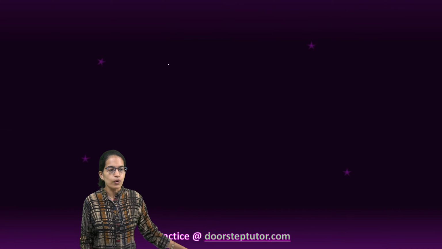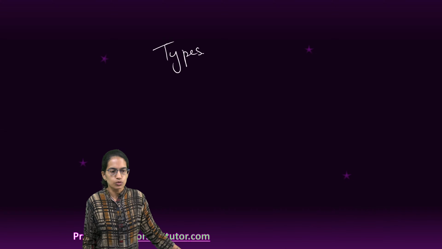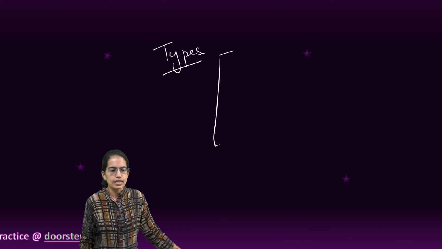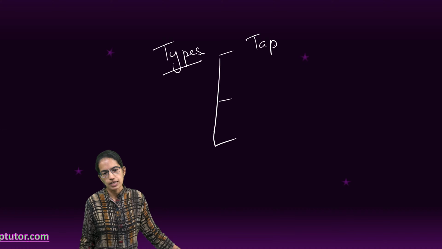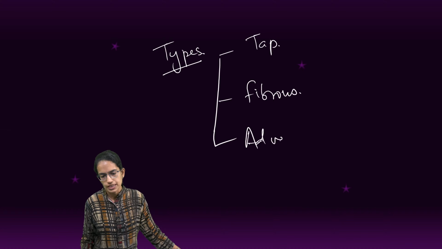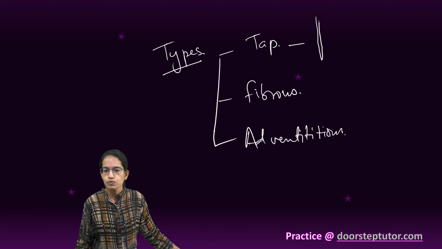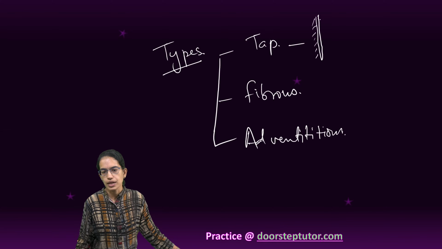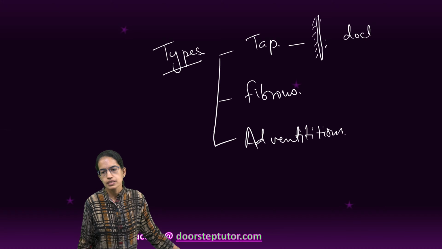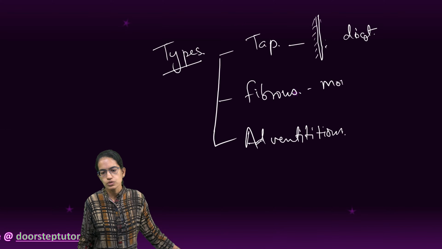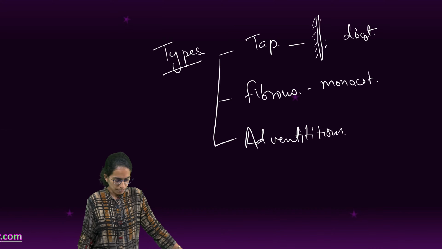The next important topic is the types of roots. So there are primarily three types of roots: taproot, fibrous roots and adventitious roots. What is the difference? Taproot is a single root which goes deep and has branching. The example is dicot plants. The next is the fibrous root. The example is monocot plants.